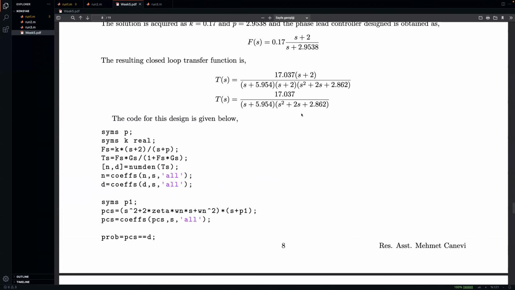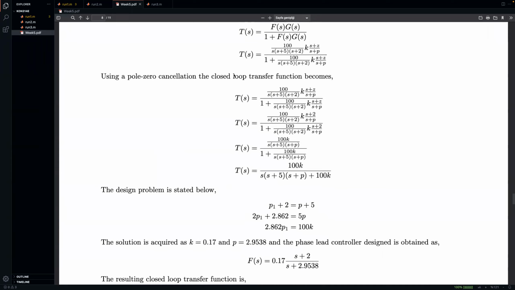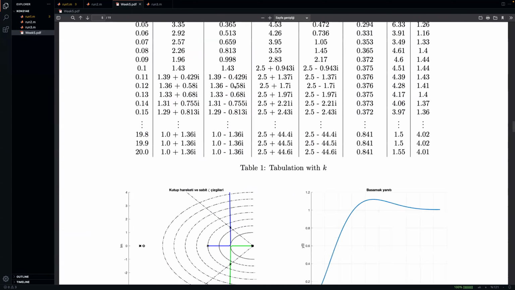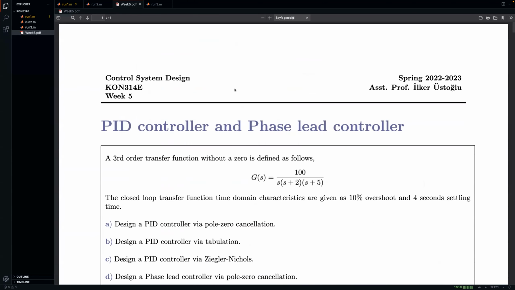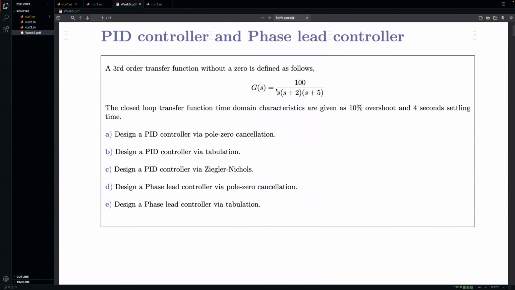But for this system, the reason why we are okay with a PD controller for this specification is that the system's type is already 1. And if we are talking about step type inputs, type 1 systems can track step type inputs. If you want to track ramp type inputs, for example, then designing a PID controller is quite important in this case because it should be a type 2 system.